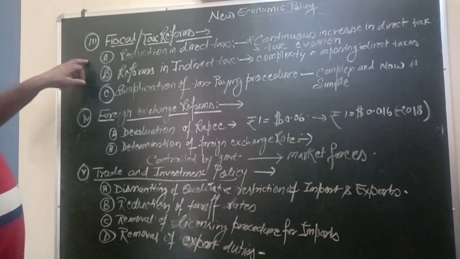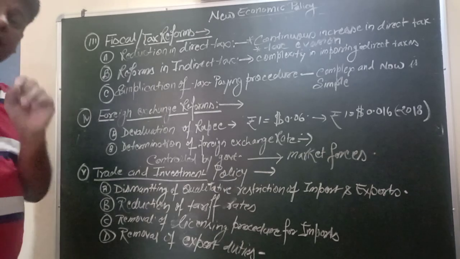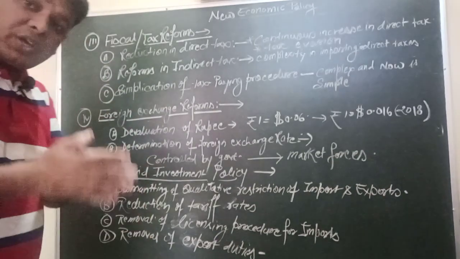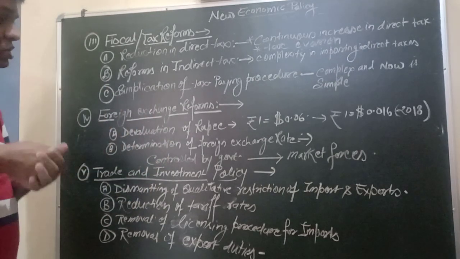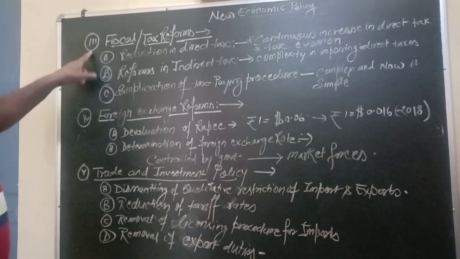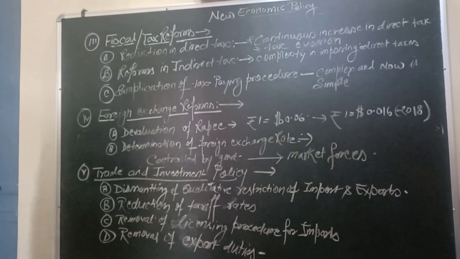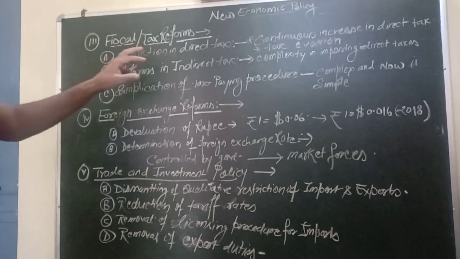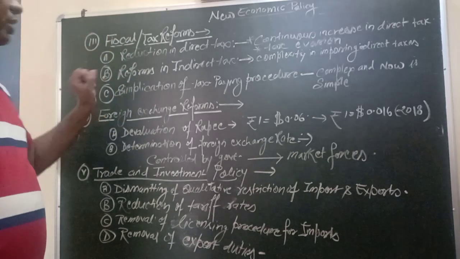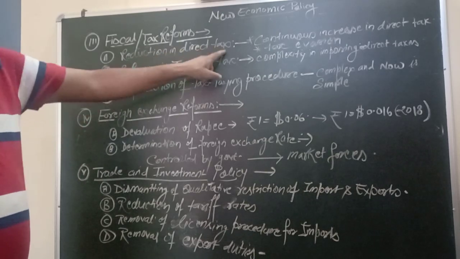Under the reforms of liberalization, the government put an end to the restrictions that we had seen in the first video. Now, in this second video, the third topic is fiscal and tax reforms. Under this, all the work is related to the government. The first topic is the reduction in direct taxes.